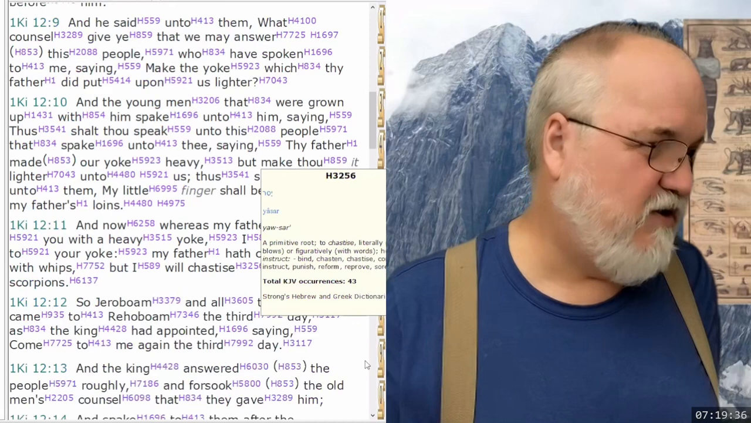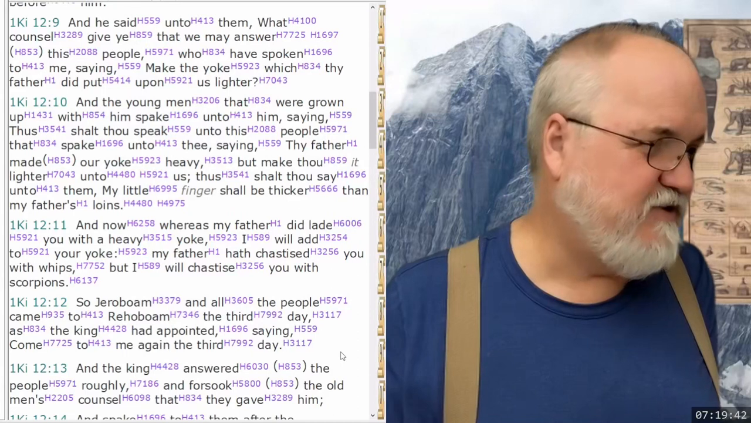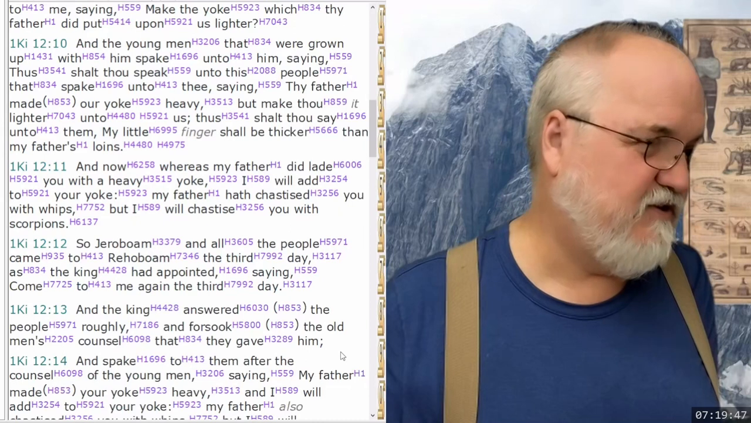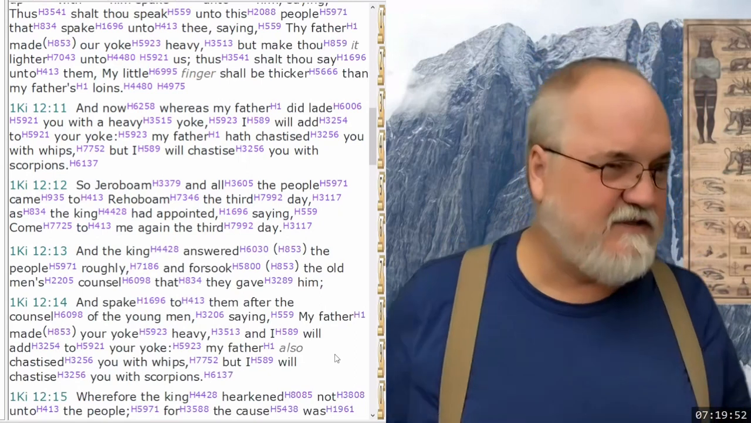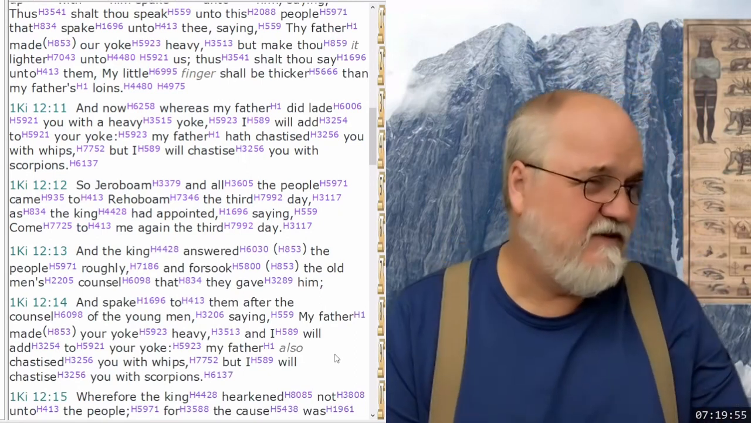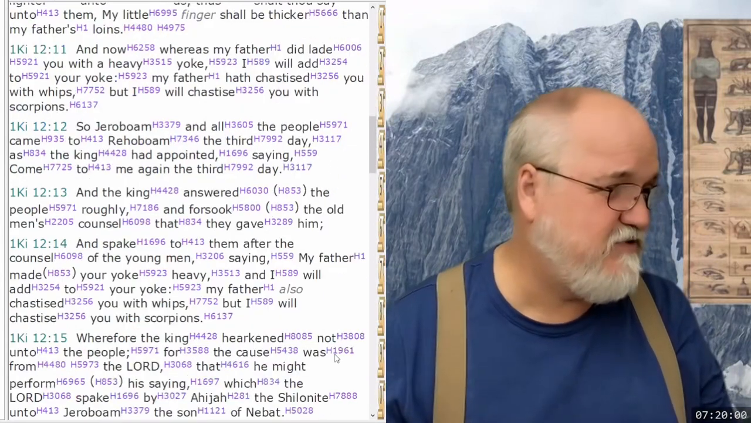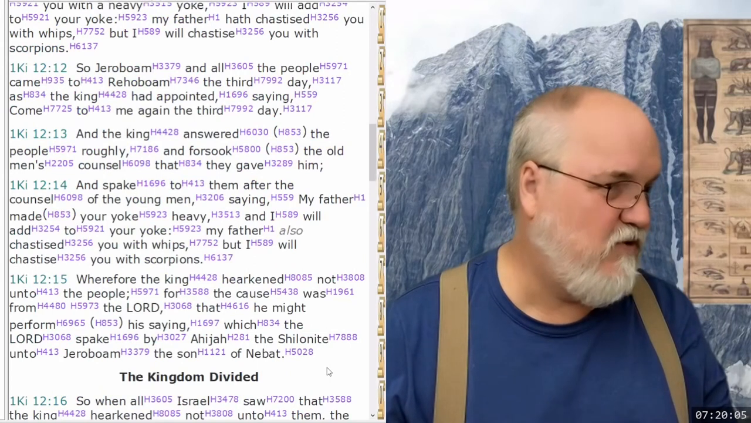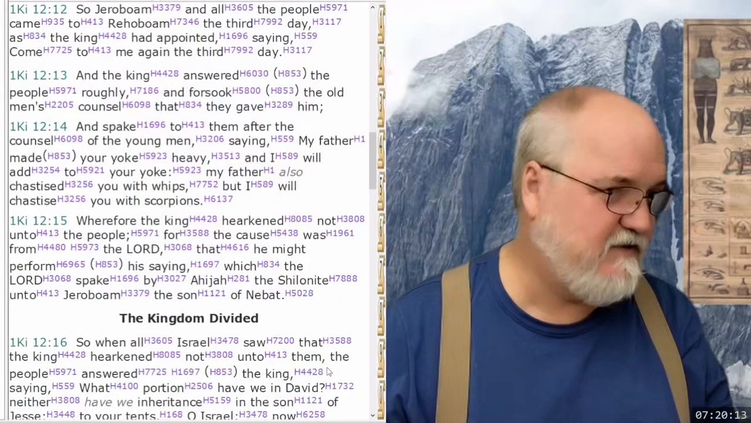So Jeroboam and all the people came to Rehoboam the third day, as the king had appointed, saying, come to me again the third day. And the king answered the people roughly, and forsook the old men's counsel that they gave him, and spake to them after the counsel of the young men, saying, my father made your yoke heavy, and I will add to your yoke. My father also chastised you with whips, but I will chastise you with scorpions. Wherefore the king hearkened not unto the people, for the cause was from the Lord, that he might perform his saying, which the Lord spake by Ahijah the Shilonite, unto Jeroboam, the son of Nebat.